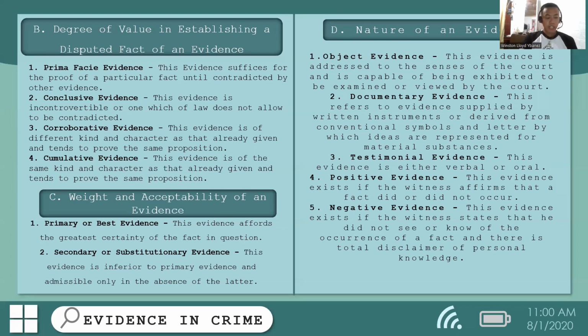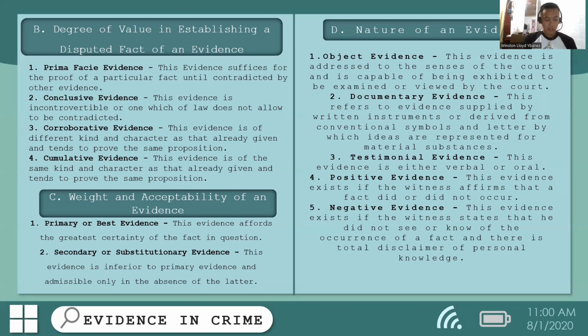There are two types of weight and acceptability of an evidence. Number one, primary or best evidence. This evidence affords the greatest certainty of the fact in question. Two, secondary or substitutionary evidence. This evidence is inferior to primary evidence and admissible only in the absence of the latter.